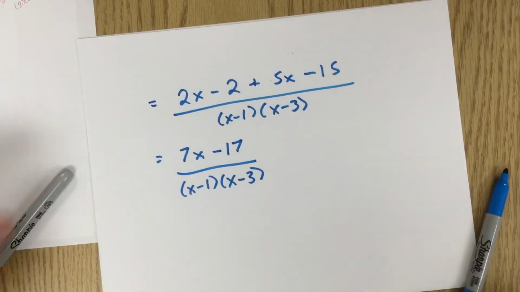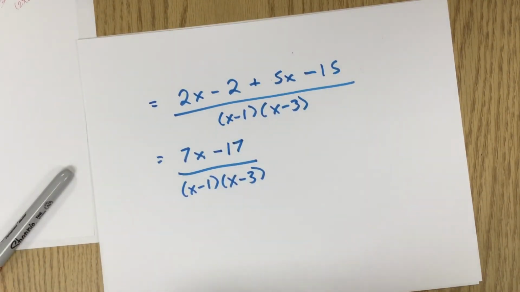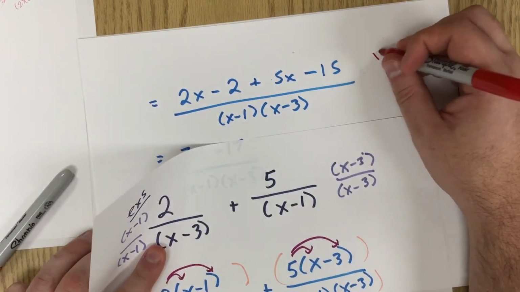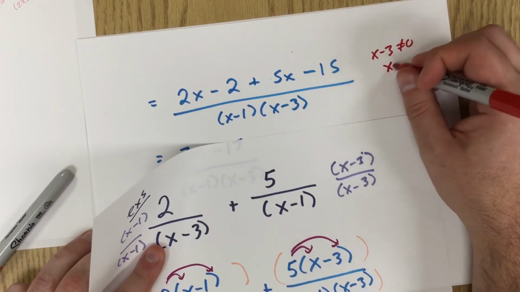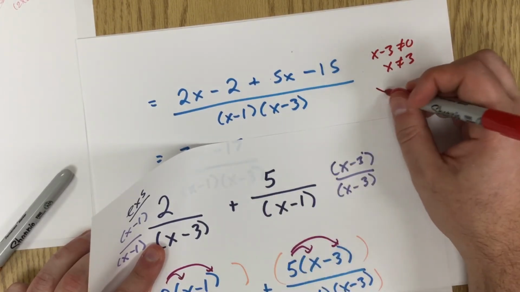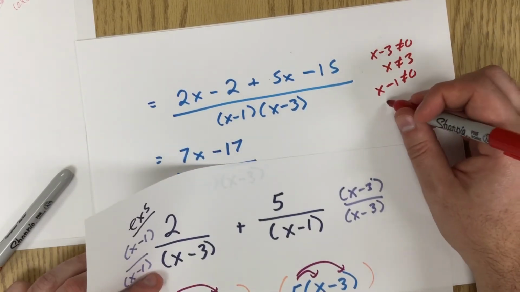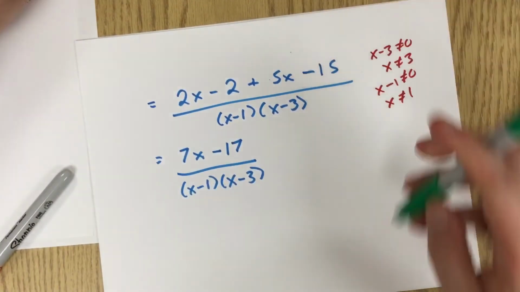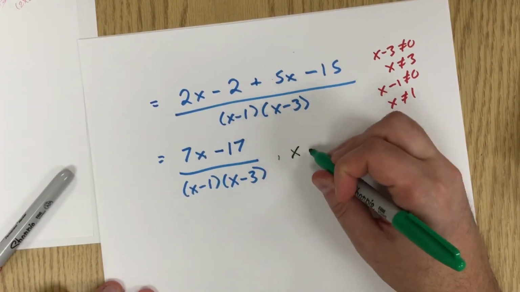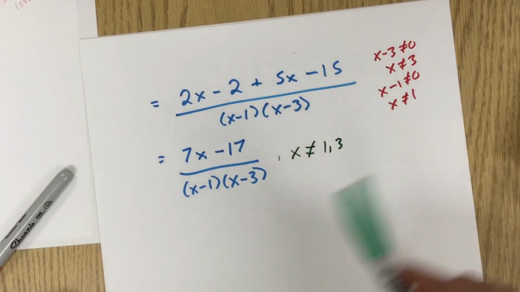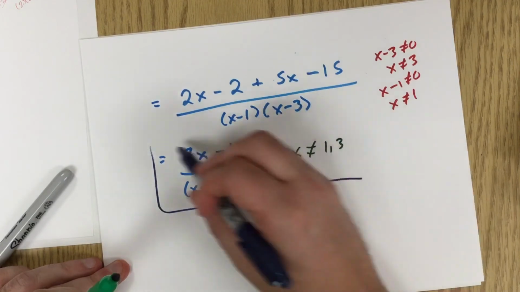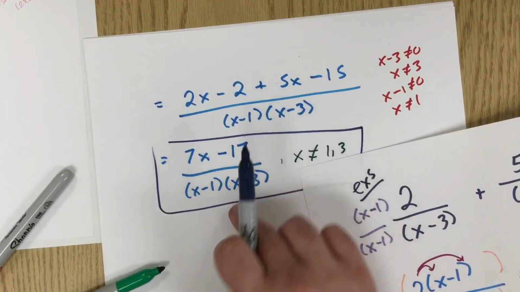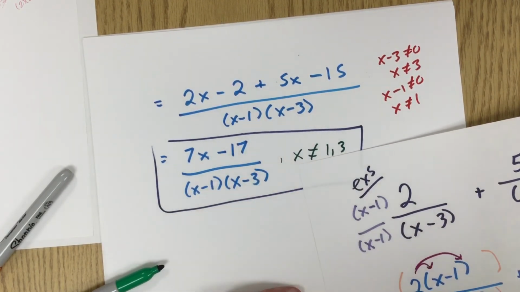There are some restrictions. Let's calculate the restrictions, and it could be from any step, but you can tell from the first step right away that this can't be 0. So x minus 3 cannot be 0, which means x cannot be 3. And over here we know x minus 1 can't be 0, so x cannot be 1. Those are the only restrictions. So it's going to be 7x minus 17 over this, where x is not equal to 1 or 3. So again, 2 over x minus 3 plus 5 over x minus 1 is equal to 7x minus 17 over x minus 1 times x minus 3.